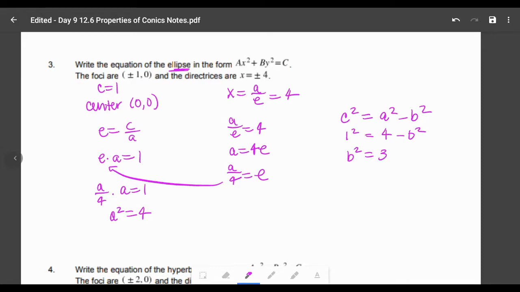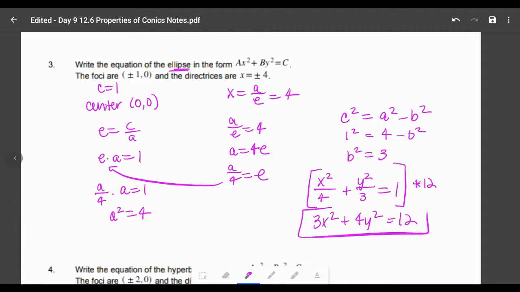All right, so now that I know a squared and b squared, I can write my ellipse equation, which is x squared over 4 plus y squared over 3 equals 1. Now, normally I would just leave it like that, but they want it in standard form, so we're just going to multiply everything by 12, and that gives you 3x squared plus 4y squared equals 12, and that is all we needed to find for this problem.